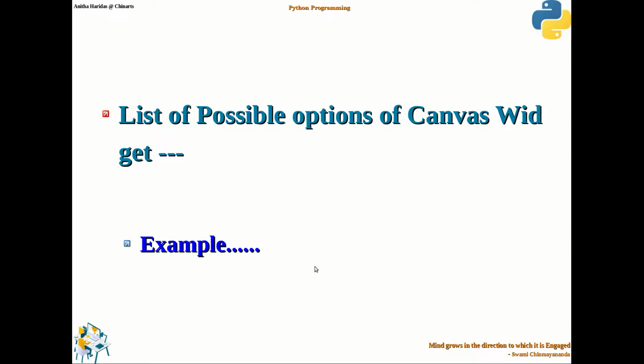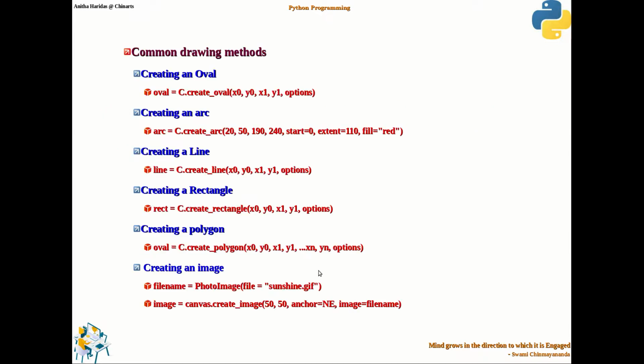So let us see an example of the canvas widget. Yeah, before looking into the example, let us see what the common drawing methods available in the canvas widget are. So these are the drawing methods available. You can create an oval, an arc, a line, a rectangle, a polygon, or an image. These are the things that can be drawn on the canvas, right?